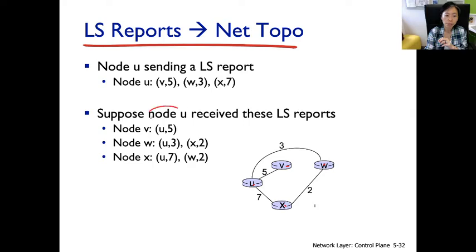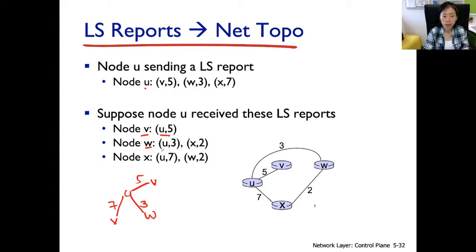Therefore, node U here is going to receive the link state reports from V, W, and X, which we know already look like this. The way to restore the network topology is this. Node U knows the local information. It connects to V, it connects to W, it connects to X. Cost is 5, 3, 7. Now, seeing node V's link state report, it knows that V and U are connected. Cost is 5. I'm U, so I know, and the cost is 5.